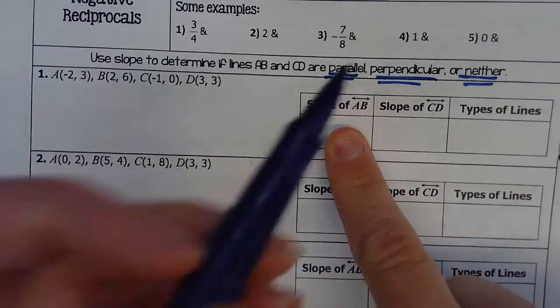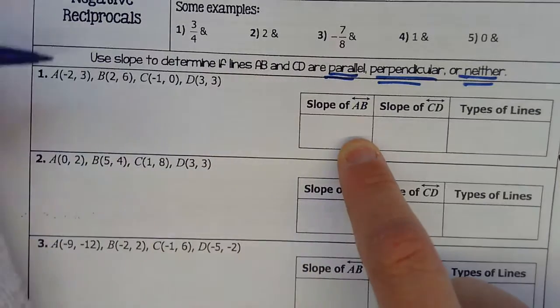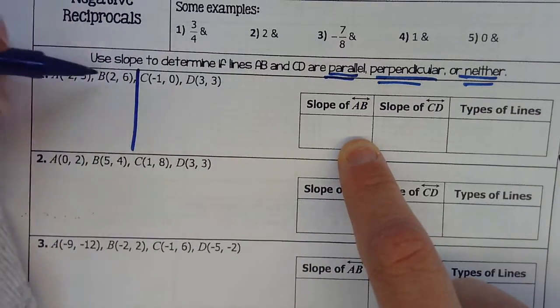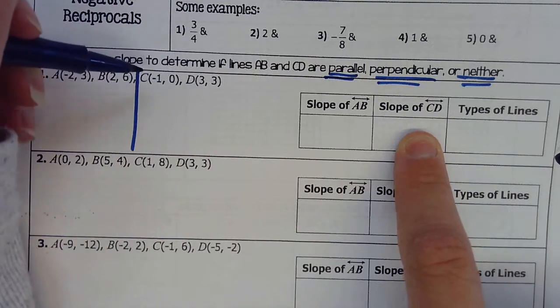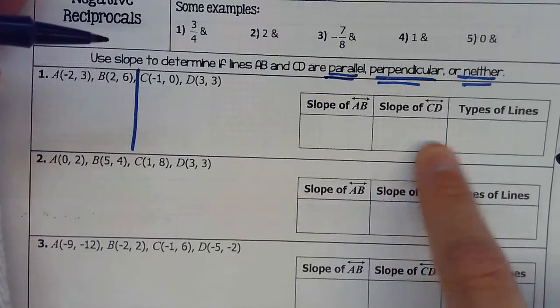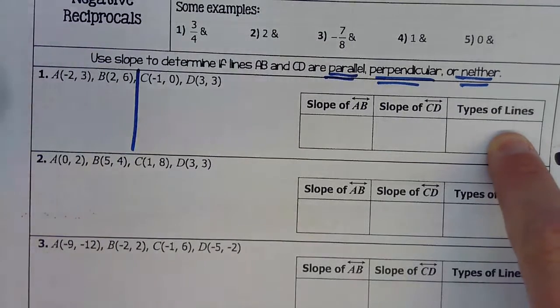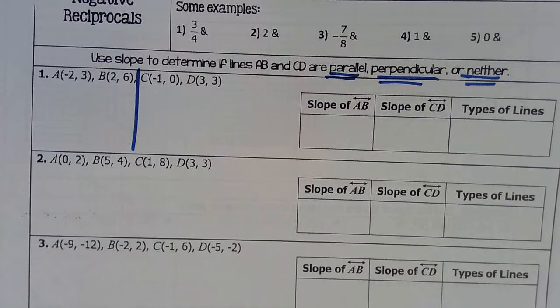So we have to find the slope of AB, the slope between these 2 points, and the slope between these 2 points, C and D. Once we know the slopes, we can determine what type of lines they are, if they're equal or opposite reciprocals. And maybe they're neither, and it would be a neither situation. You will have a neither situation in your assignment today, and it'll be really obvious.